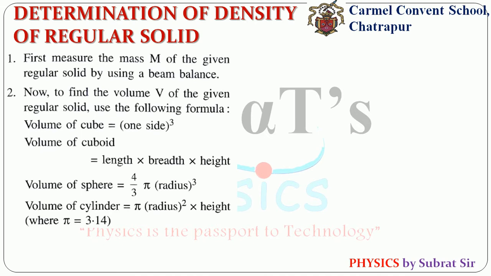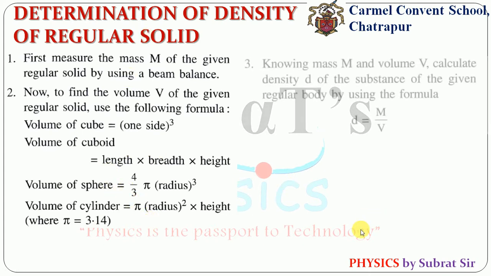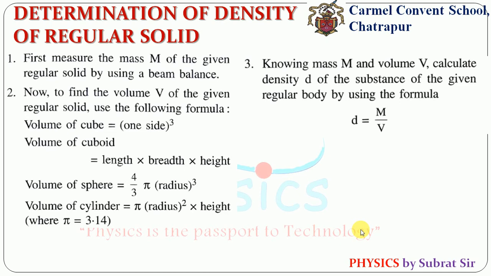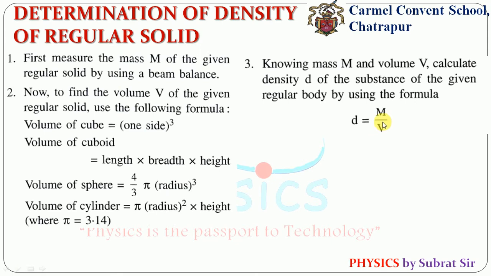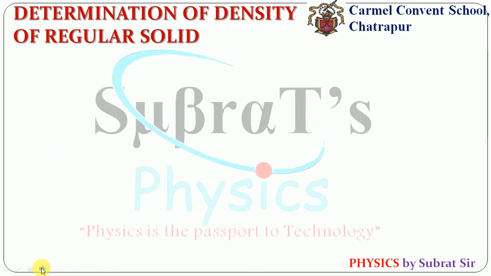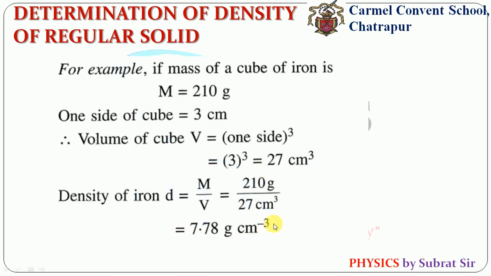Okay, so by putting all these formulas for a regular solid, we can find the volume. So now you have mass, and now you have volume also. Now put the formula density is equal to mass per volume, and we'll get the density of the regular solid. Okay, the density of irregular solid is not in your syllabus this year. Okay, then we will take one example.